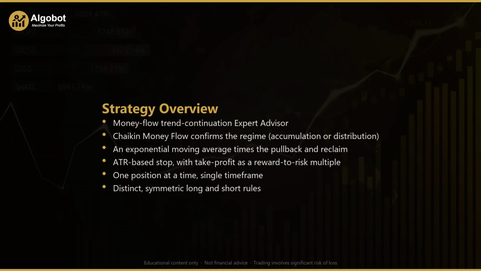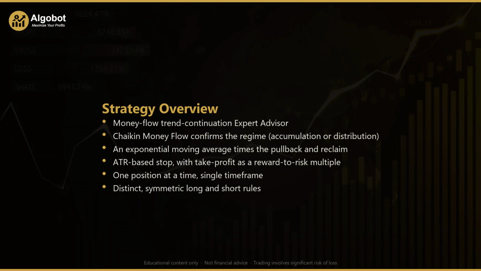So what does this expert advisor actually do? At its heart, Chaikin Flow Pullback is designed to trade in the direction of the prevailing money flow and to enter on a small dip rather than chasing an extended move. It works on a single time frame, which means you choose the chart period and every calculation runs on that same period. The first ingredient is the Chaikin Money Flow indicator.